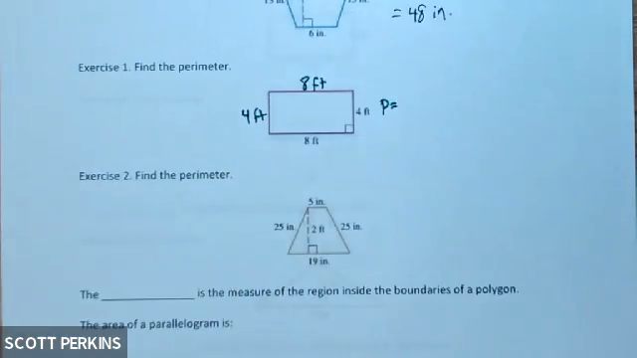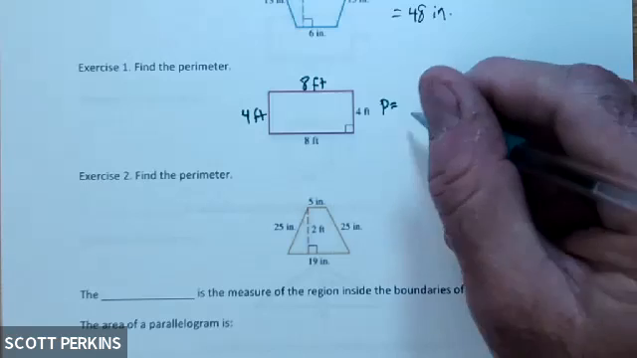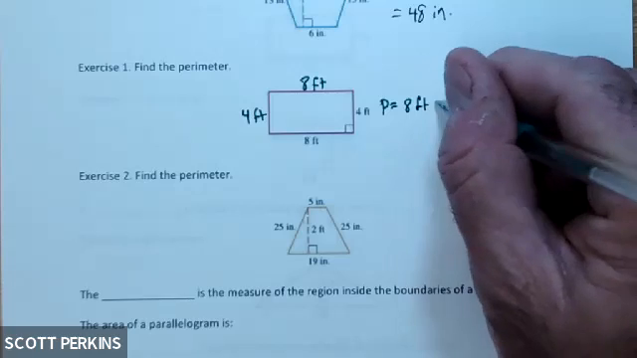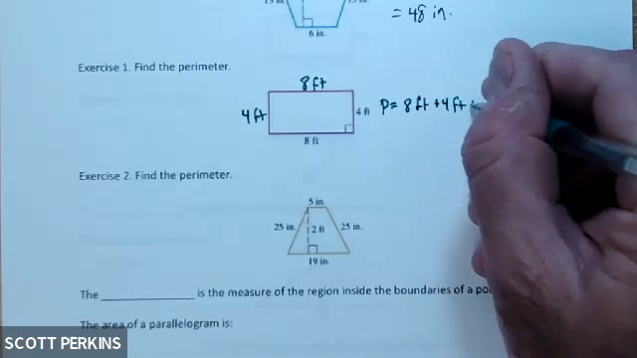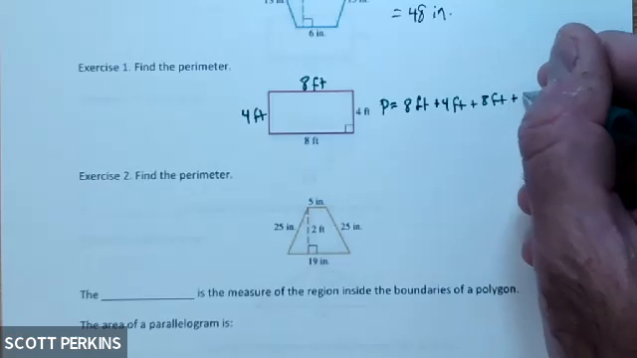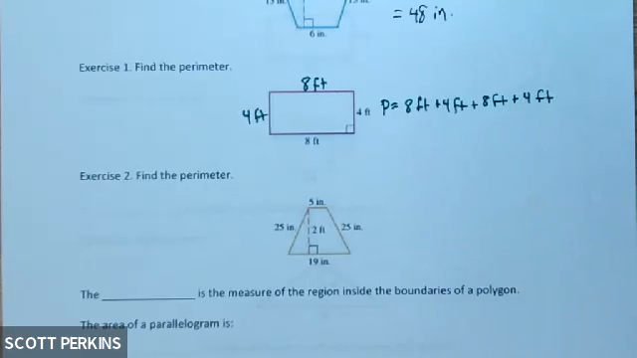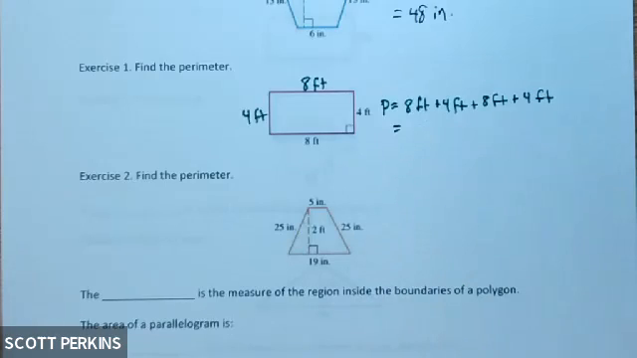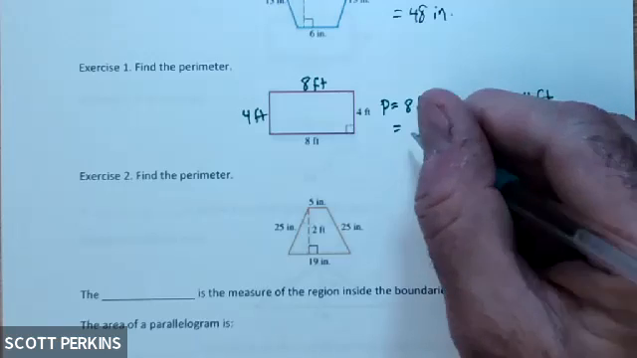So whatever order you added these in, you just can't forget to add them all. So again, the order doesn't matter. I'm just going to start at the top and go clockwise. 8 feet plus 4 feet plus 8 feet plus 4 feet. As long as you have those 4 measurements, in whatever order, you're not wrong if you added them in a different order. Whatever you did, we should all get 24.